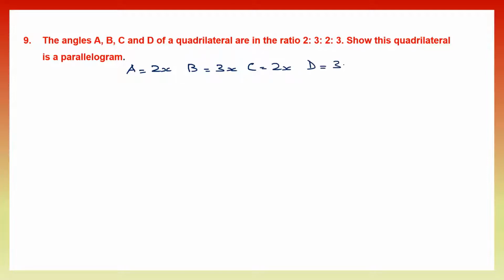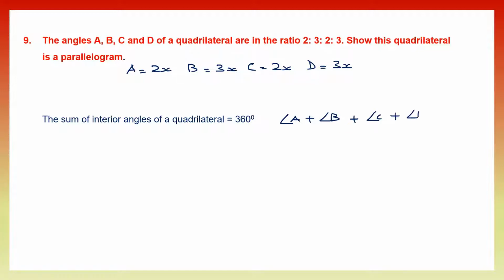equal to 3x. So now we have all four angles of this quadrilateral and we know that the sum of the interior angles of a quadrilateral is equal to 360. So first we need to find out x. So here that means angles A plus B plus C plus D should be equal to 360 degrees. So let's do that. A is 2x, B is 3x, C is 2x and D is 3x. So all this should add up to 360 degrees.